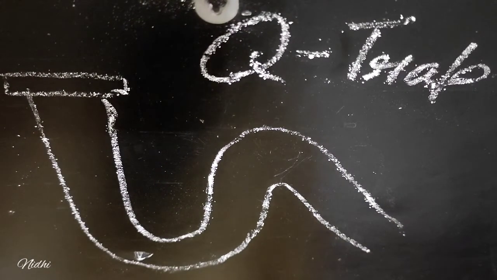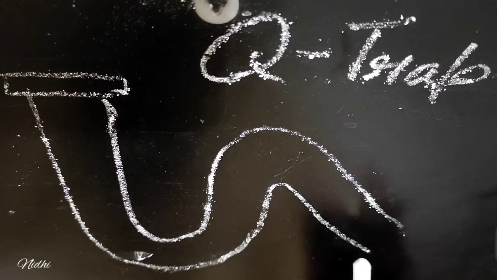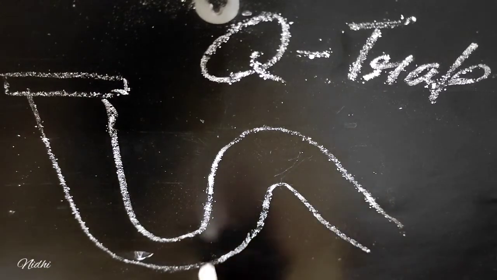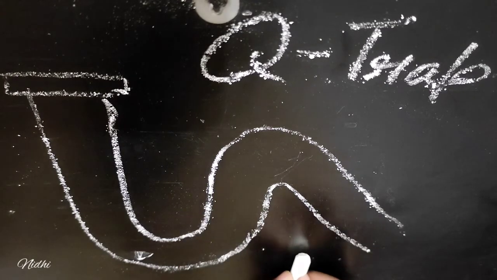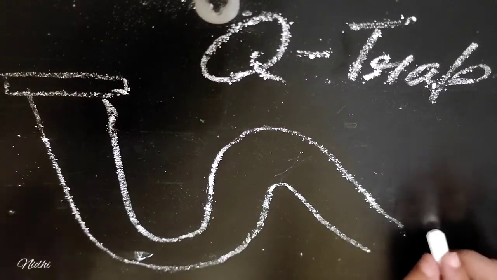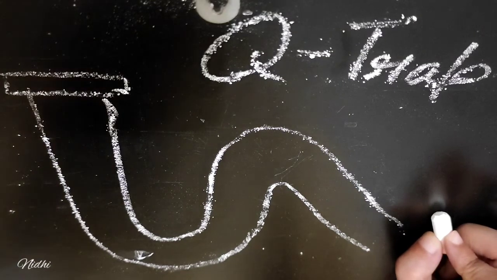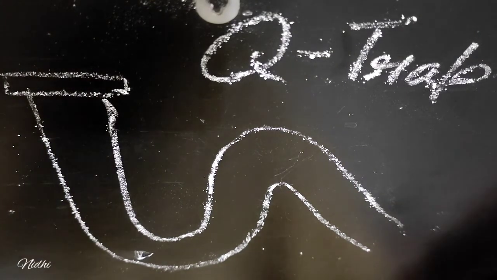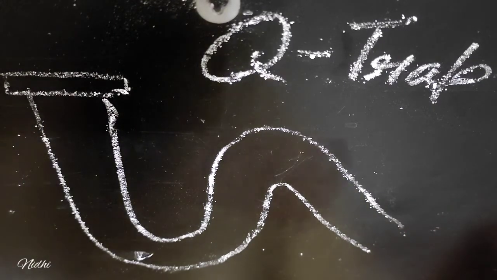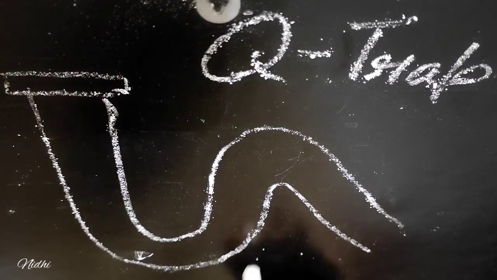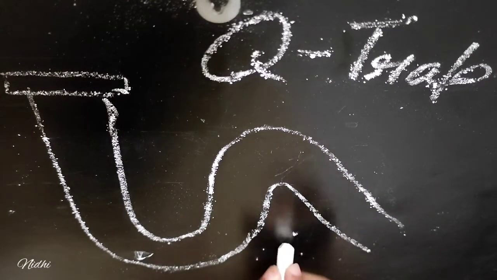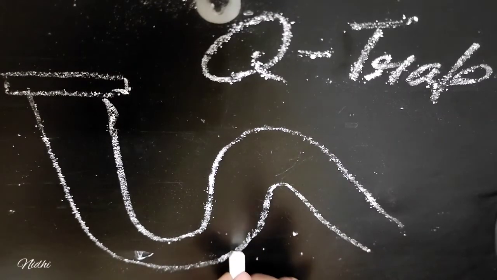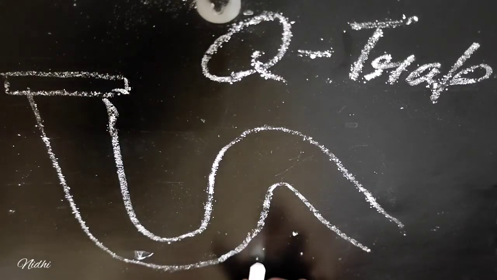This Q trap is similar to the S trap. A Q trap is used in a toilet under the WC, in the upper story part, the first floor or second floor. The only difference between the S trap and Q trap is that the Q trap is used in upper story toilets and the S trap is used for the ground floor toilet.